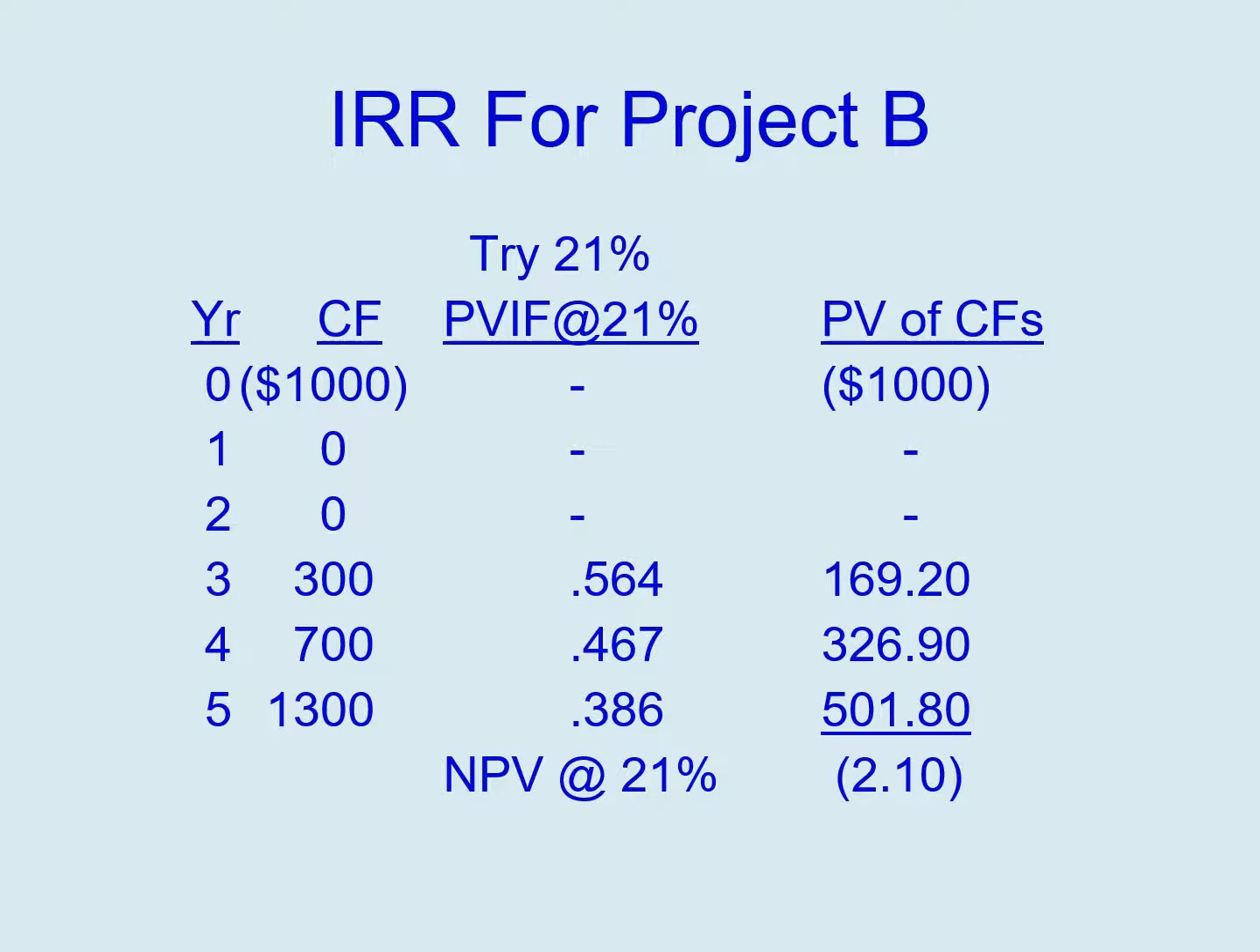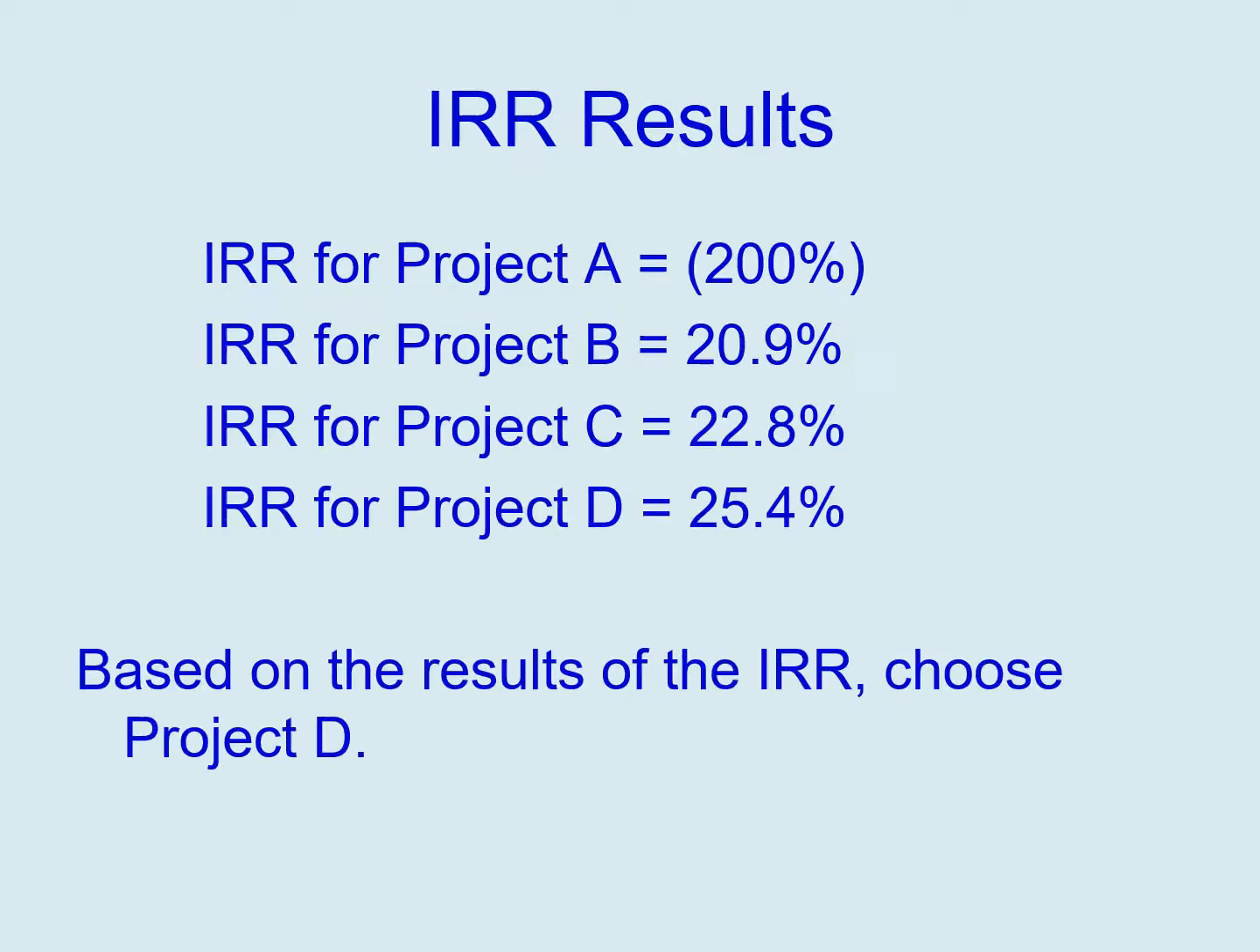So let's take a look at all our IRRs and compare them. The IRR for Project A is 200% negative, okay? For Project B, it's 20.9%, which we just found. For Project C, it's 22.8%, and for Project D, it's 25.4%. So based on the internal rate of returns, we would choose Project D at 25.4% since it's the highest one.